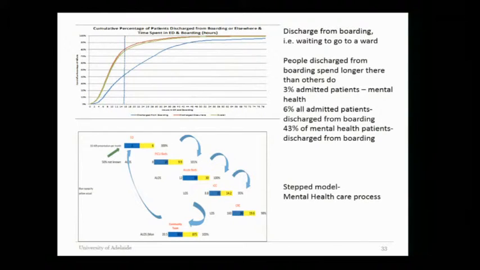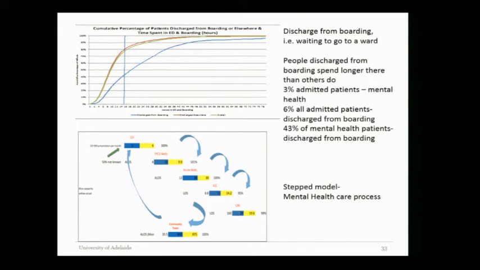Now, what we know is that, perhaps counterintuitively, the people who are discharged from boarding actually spend more time boarding than people who get discharged from somewhere else. So the people who spend a lot of time in boarding are spending a lot of time there before they get kicked out. It's not as if they're spending a lot of time there then getting into a bed. 6% of all patients get discharged from boarding, which isn't a huge amount, but if you could get rid of that, you'd suddenly have 5 or 6% increased capacity in your emergency department, which would be nice, I suspect, in the middle of winter.